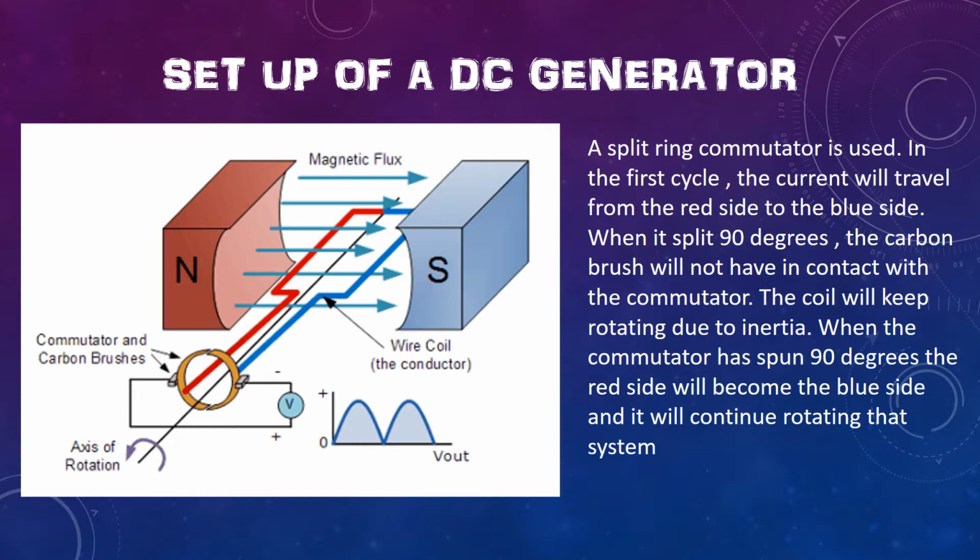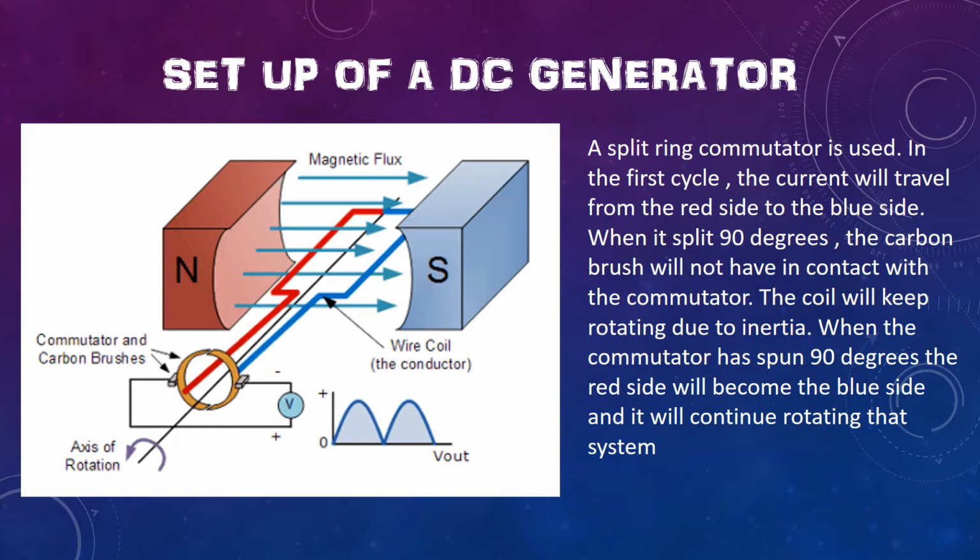When the coil has spun 90 degrees, the carbon brush will not have contact with the commutator. As you can see, there are 2 holes in the commutator. When the coil has rotated more than 90 degrees, the red side will touch the carbon brush that the blue side touched before, and the colors of the coil will switch.